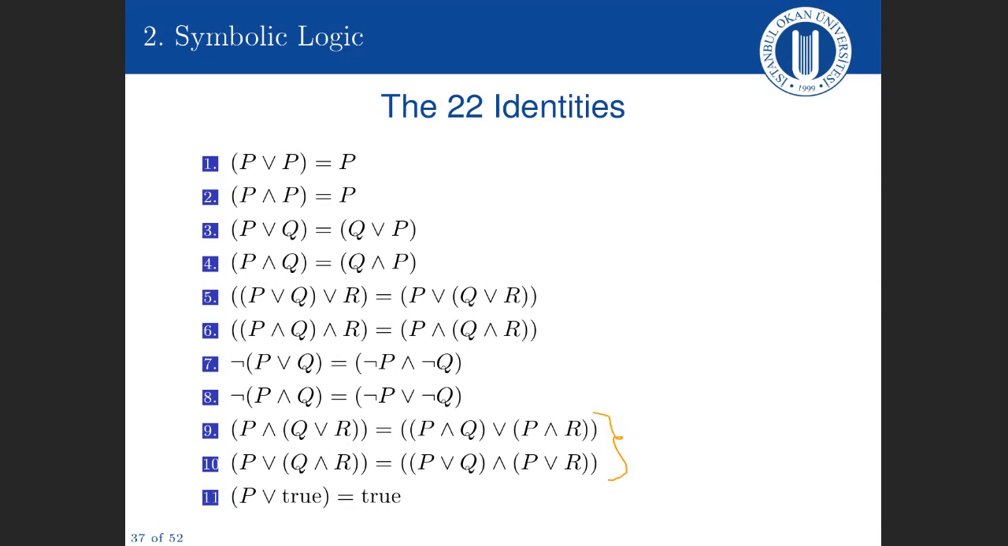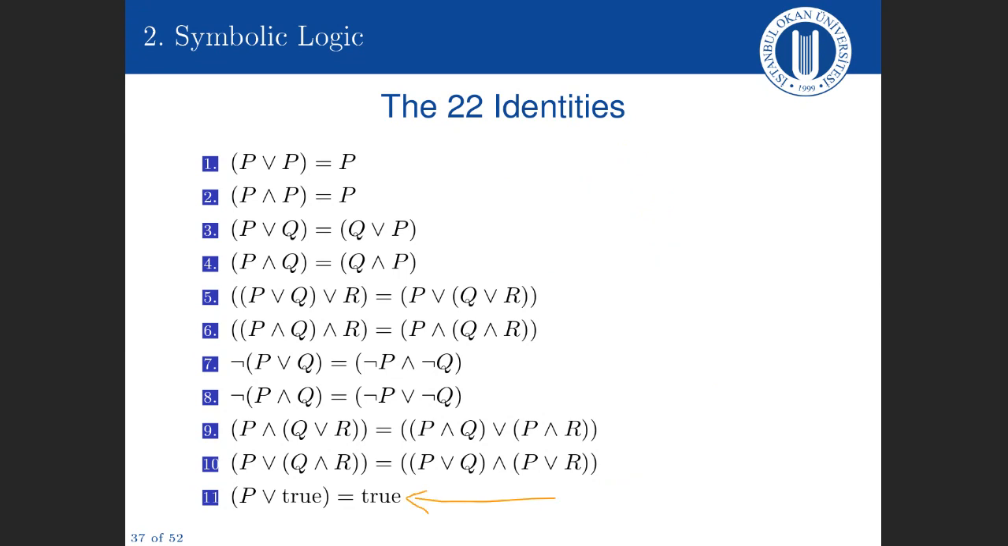For 9 and 10, think about, let's suppose we had three numbers. Let's suppose we had A multiplied by B plus C. Of course, we know that's A multiplied by B plus A multiplied by C. It's actually the same idea we can use for or and. P and Q or R is the same as P and Q or P and R.